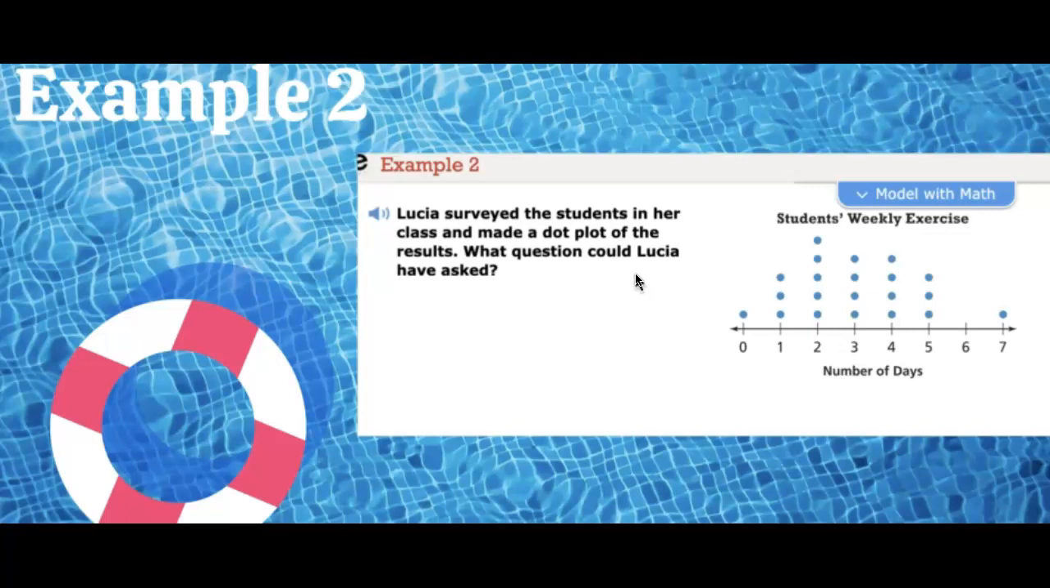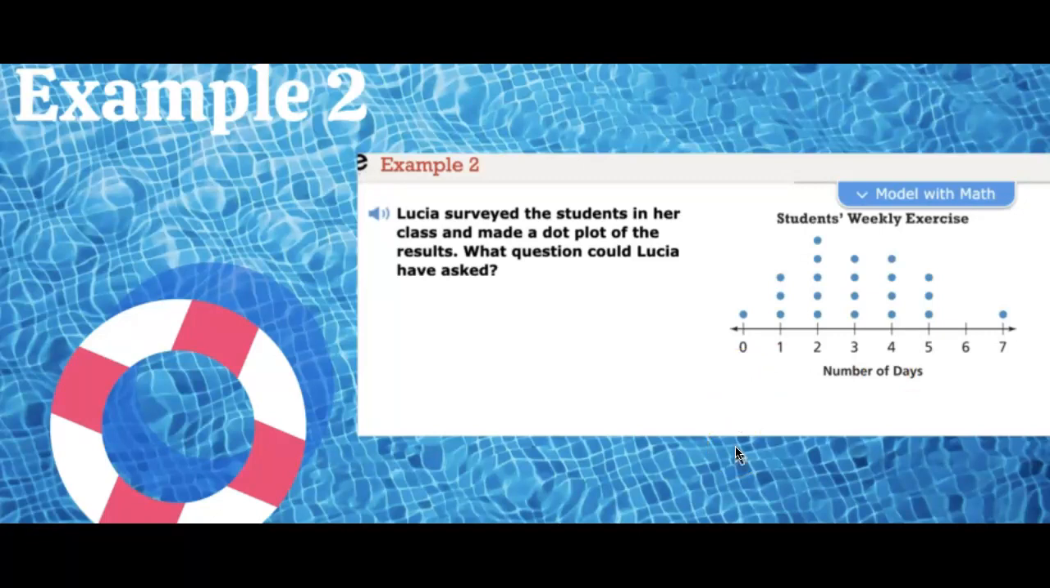The question can be like, what kind of surveys were taken by the students. All right, so remember, look at this graph, the students' weekly exercise and number of days. So Alana, what do you think could be a possible question that has been asked in this?